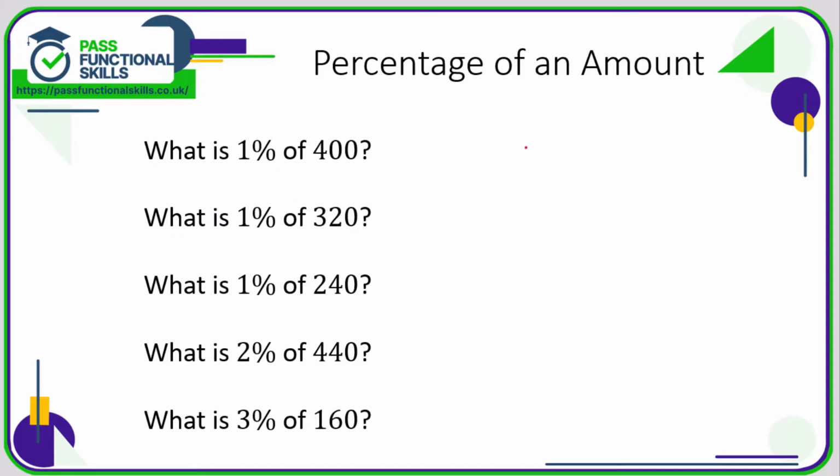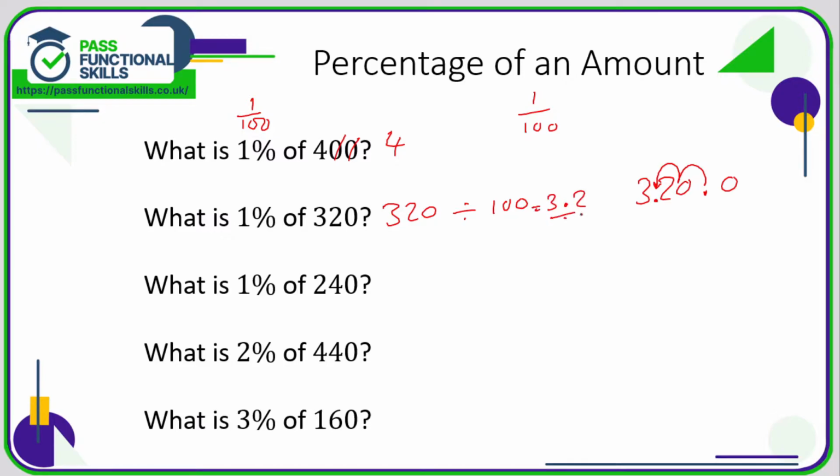So 1%, remember percent means out of 100, so 1% means 1 out of 100, so 1/100th. What is 1/100th of 400? Well, 400 divided by 100, chop off 2 zeros, 4. 1% of 320 is 320 divided by 100. Remember that 320 can be written as 320.0, and when you're dividing by 100, you're moving this decimal point 2 positions, so the answer is 3.2.